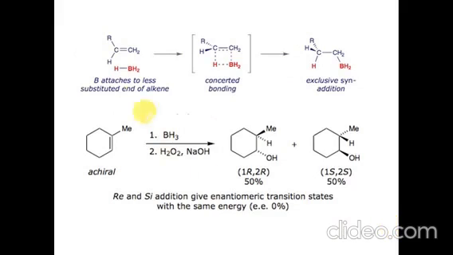So let's consider another example. This is again an example of addition of borane to a carbon-carbon double bond. Previously we had a carbonyl carbon, now we have a carbon-carbon double bond here. The hydride attaches on this carbon and the boron attaches on this carbon. So we get exclusively this syn product, because the groups are adding on the same side. Whenever borane adds to a carbon-carbon double bond, the hydrogen and boron are added on the same side.